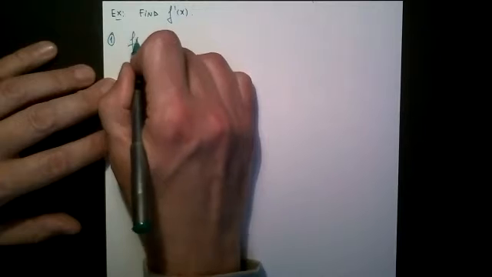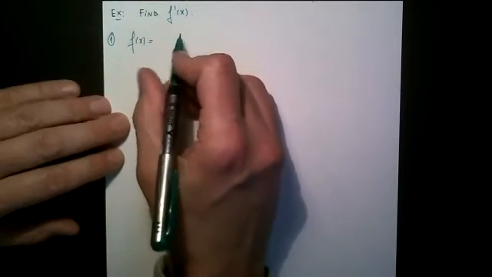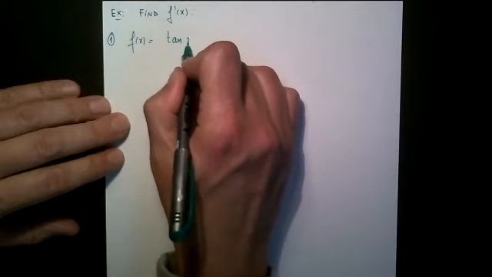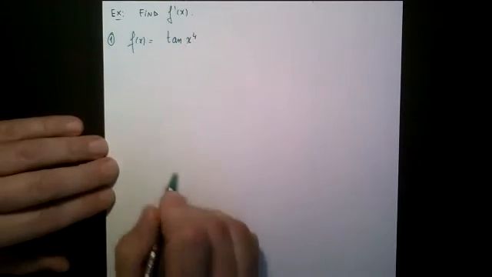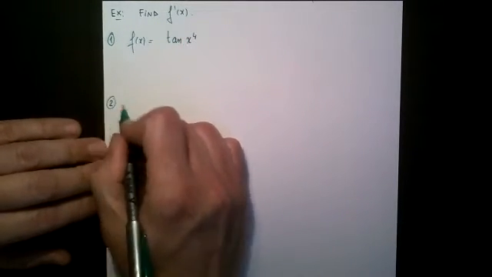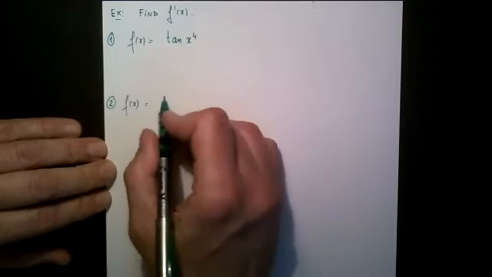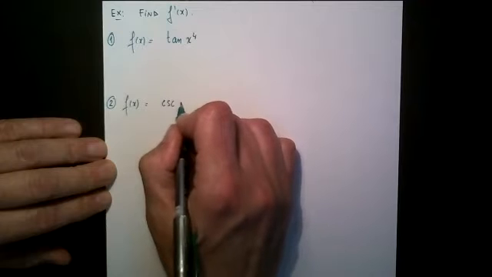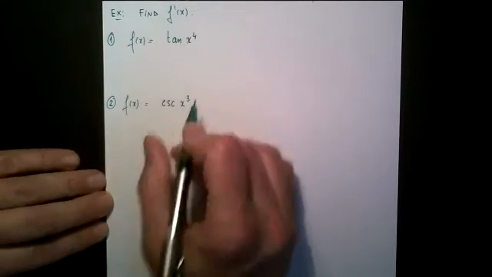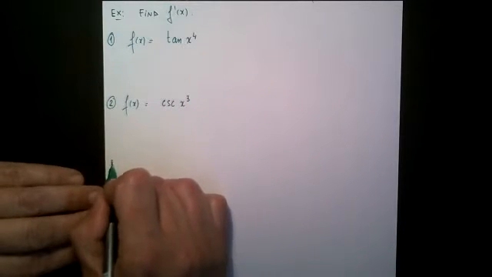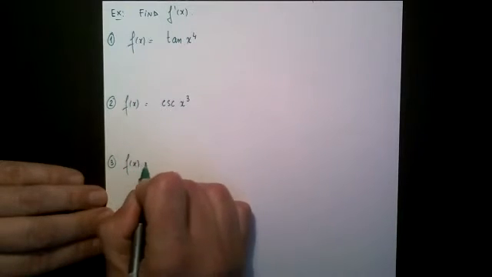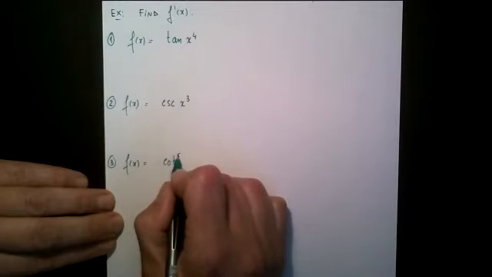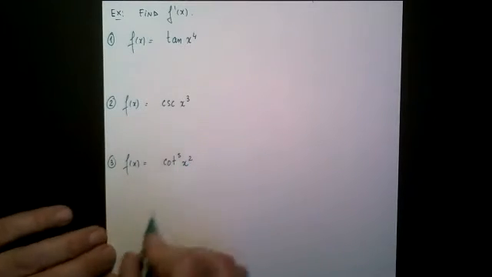So let's say f of x is equal to tangent of x^4. Second, f of x is equal to the cosecant of x^3. Number 3: f of x is equal to the cotangent^5 of x^2.